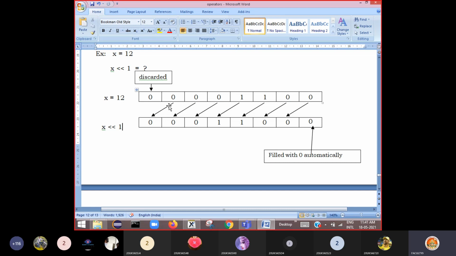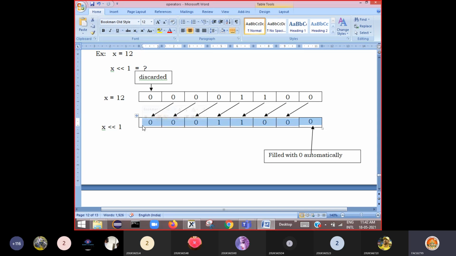Now when you move all the bits towards left by one bit position, all the bits will move one bit position towards left, and the leftmost bit will be discarded, thrown out, and the rightmost vacant position will be filled automatically with a 0. Clear? Now this is the new bit pattern you will get in the memory.